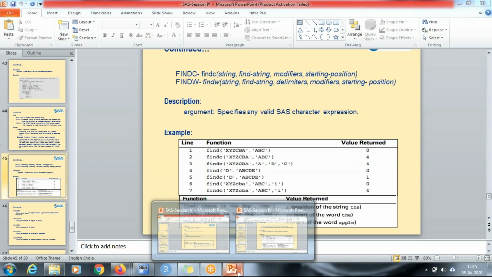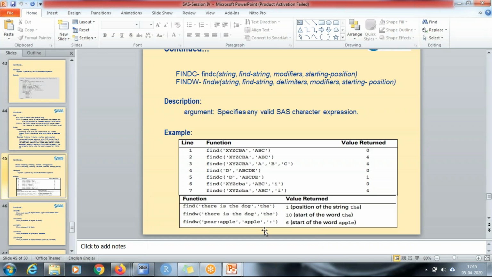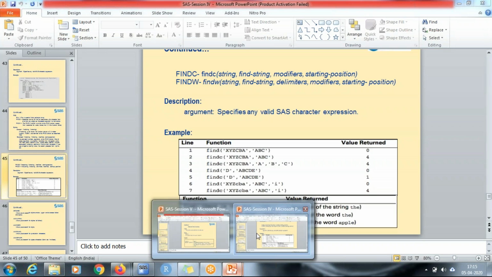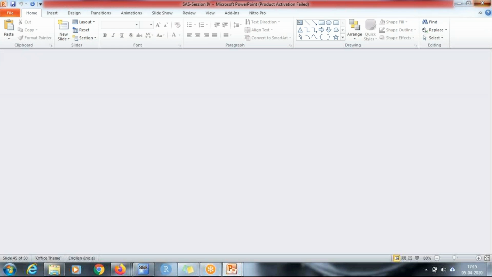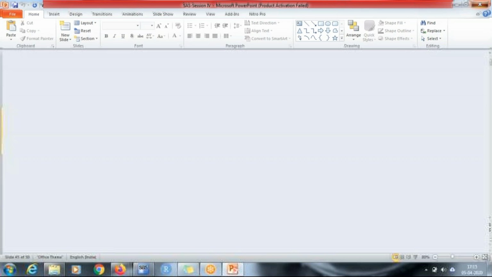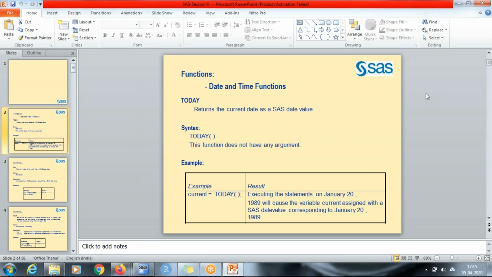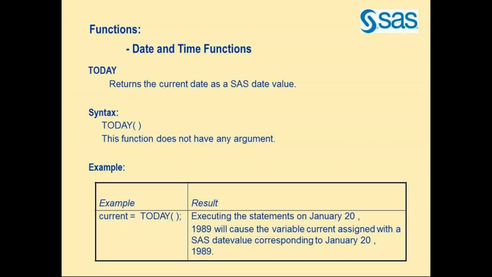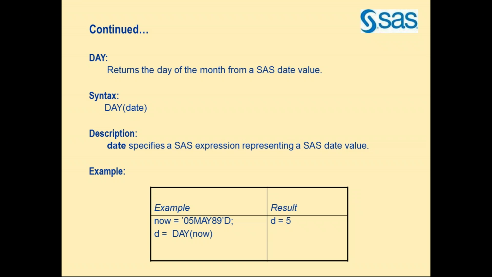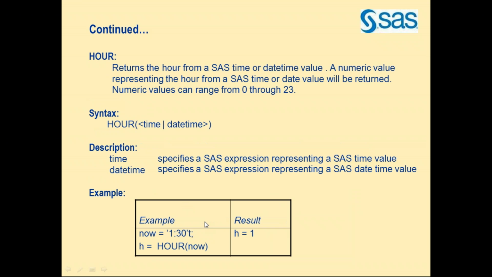All right. So I'm jumping onto the next section of functions, which is the datetime functions, and these are pretty important and very frequently used also. So the today function, everyone knows, returns the current date, and the day function returns the day of the month from a SAS date value. So how do we define a date in SAS? Let me show you that.